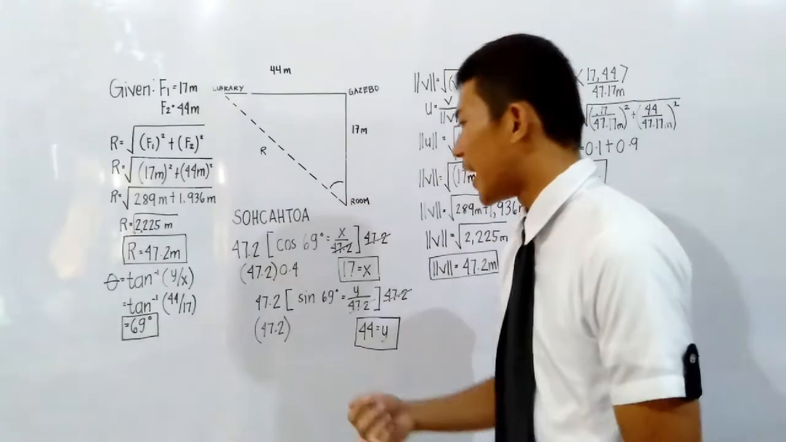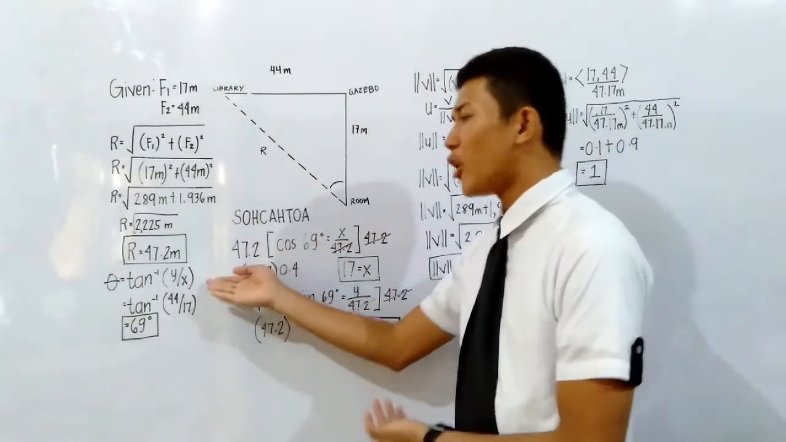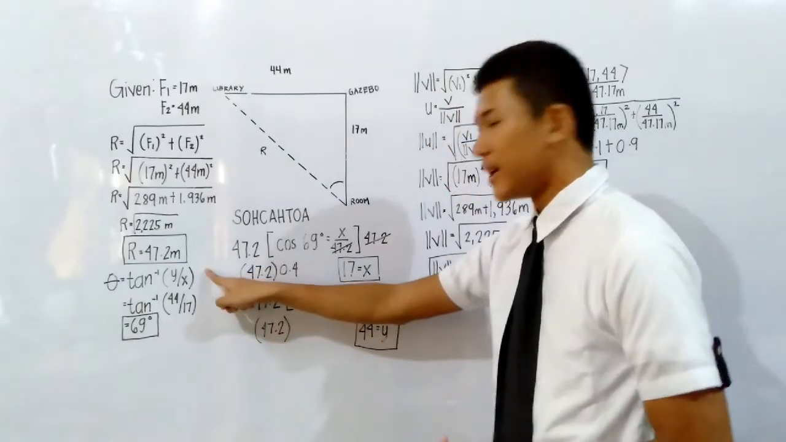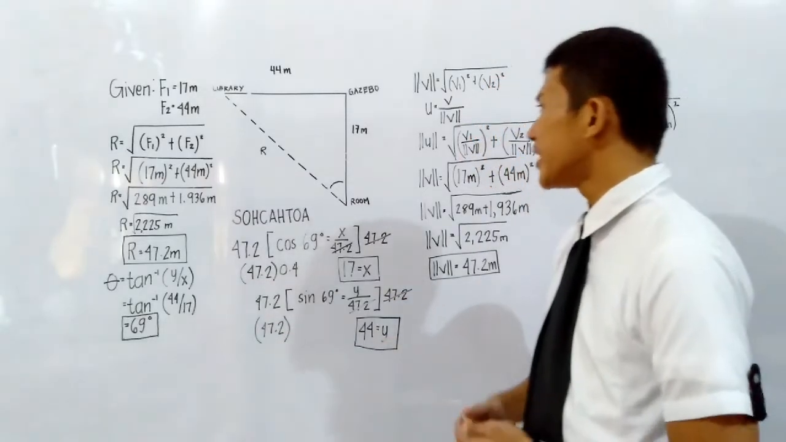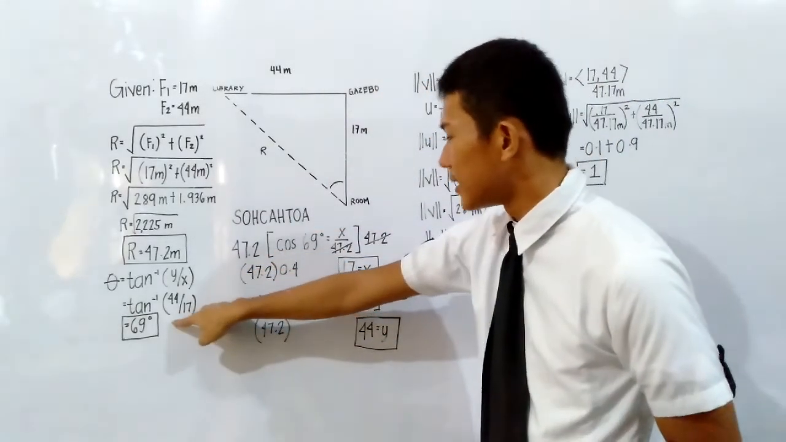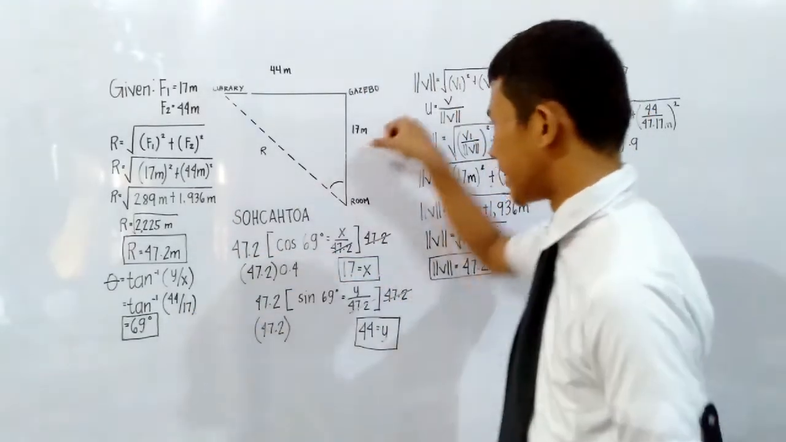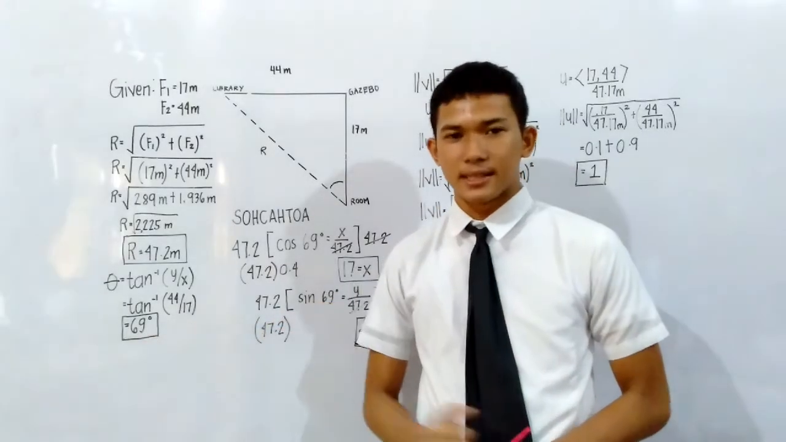Now, let us find our angle theta, for which we will use our formula. Angle theta is equal to tan raised to negative 1 times y over x. And now, we substitute the given values to our formula, where y is equal to 44 meters and x is equal to 17 meters. And our answer is 69 degrees.